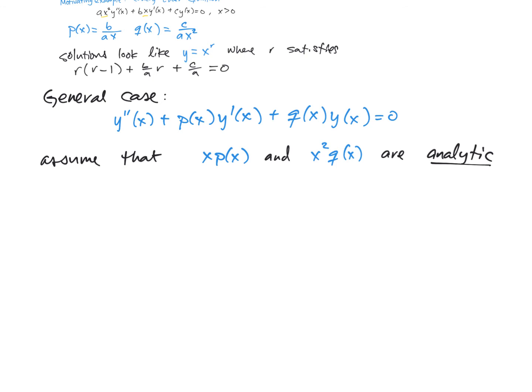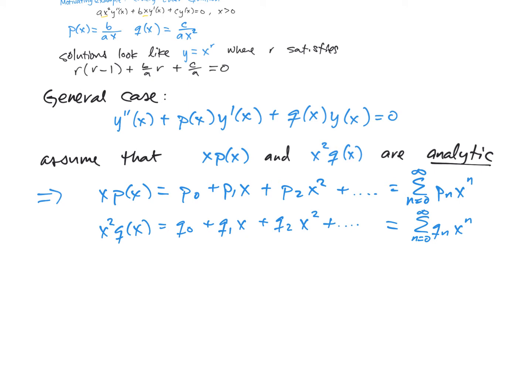So earlier in this video, I described analytic functions as being these nice functions. But the definition really is that you can express them as a power series. And so what that means is that x times p of x equals a power series, p naught plus p1 x plus p2 x squared, and so on. So this is about 0, right? That's the point that we're concerned about here. And we can write this generally in summation notation. And then we can do the same thing for x squared times q of x.